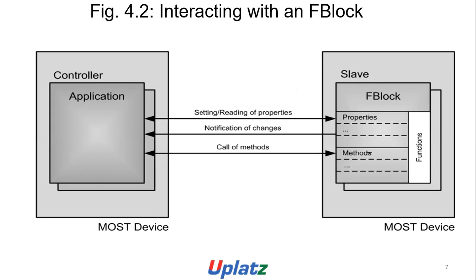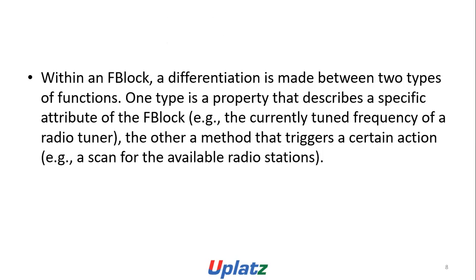This is shown in the figure: MOST device, controller application, slave FBlock, properties, methods, functions, setting and reading properties, notification of changes, call of methods. Within an FBlock, a differentiation is made between two types of functions. One type is a property that describes a specific attribute of the FBlock, for example the frequency a radio tuner is currently tuned to. The other, a method, triggers a certain action, for example a scan for the available radio stations.